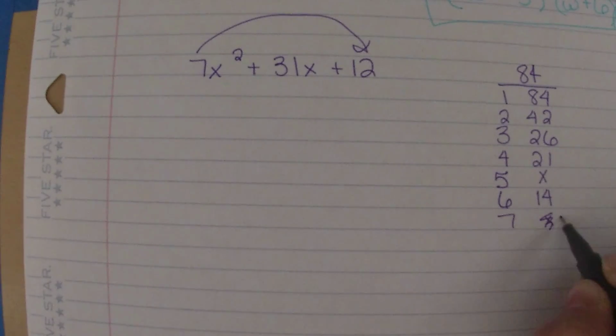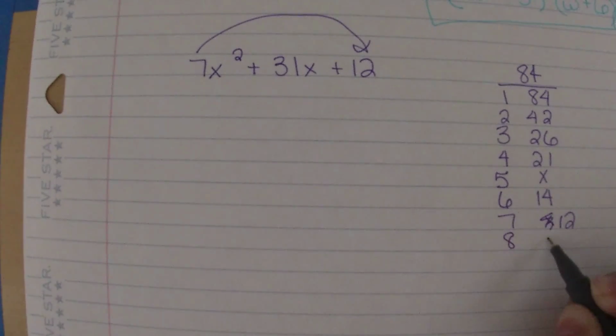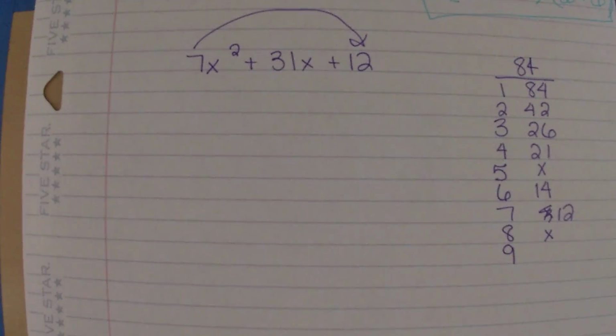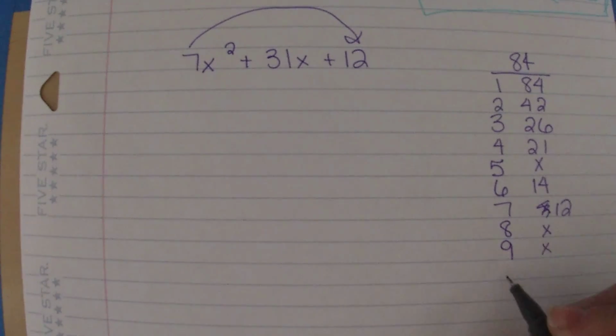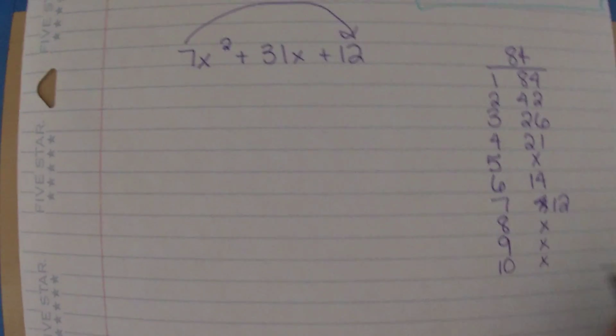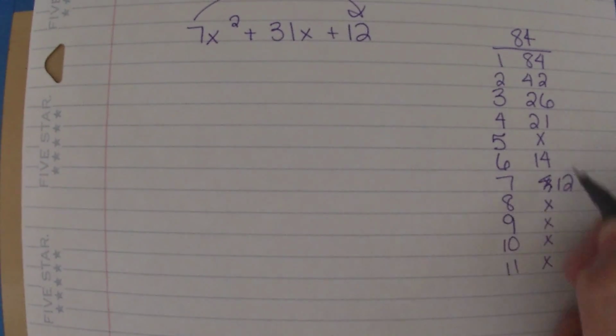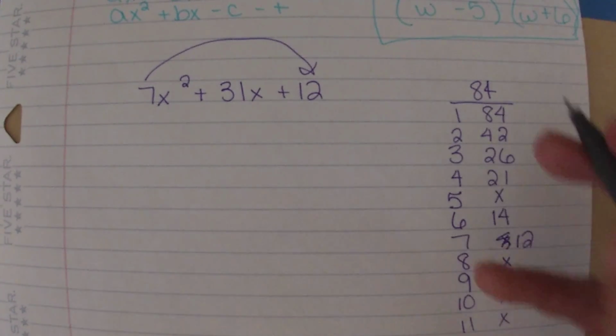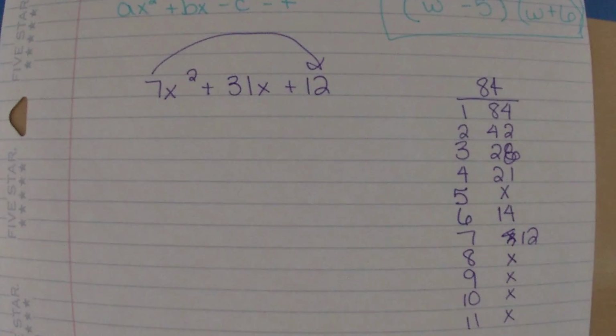7 and 12. 8 and nothing. 9 and nothing. 10 and nothing, 11 and nothing, and 12 is there. Sorry guys, my math is off right here. That's a 28. There's my problem.